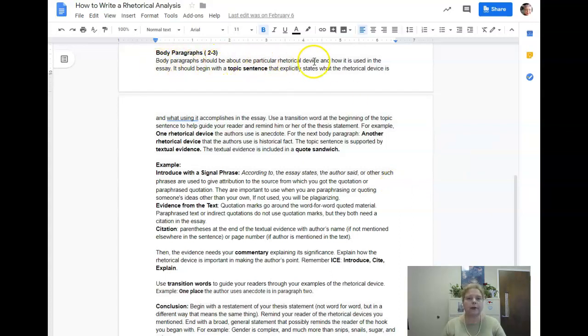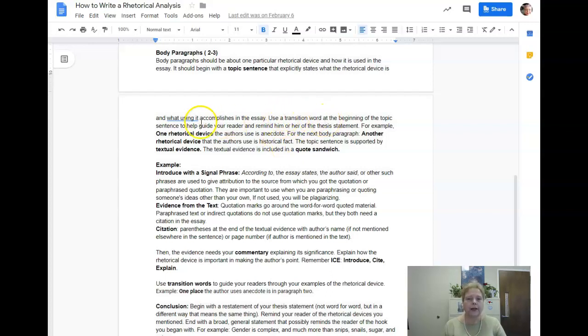But let's look at what we want for the body paragraph. A body paragraph should be about one particular rhetorical device and how it is used in the essay. It should begin with a topic sentence. Now, we have talked about topic sentences before. So, a topic sentence that explicitly states what the rhetorical device is and what using it accomplishes in the essay. The choice, that's why I'm alternating rhetorical device with rhetorical choice that the author makes. Why did she use this? How does this help her make her point? That's what the essay is all about.